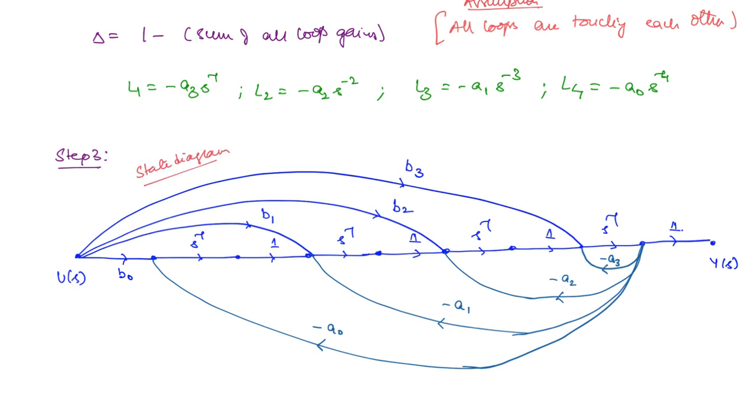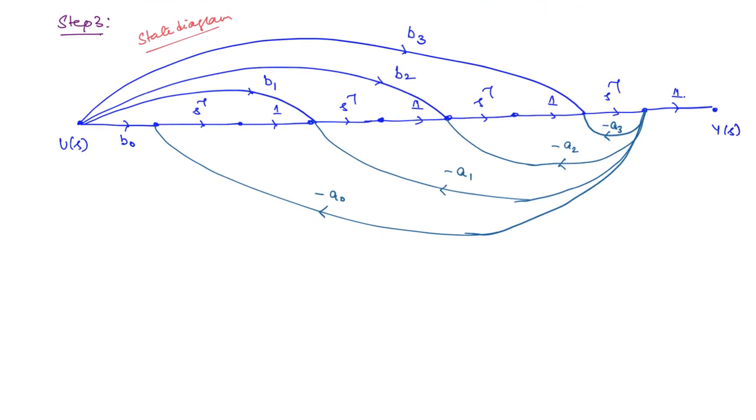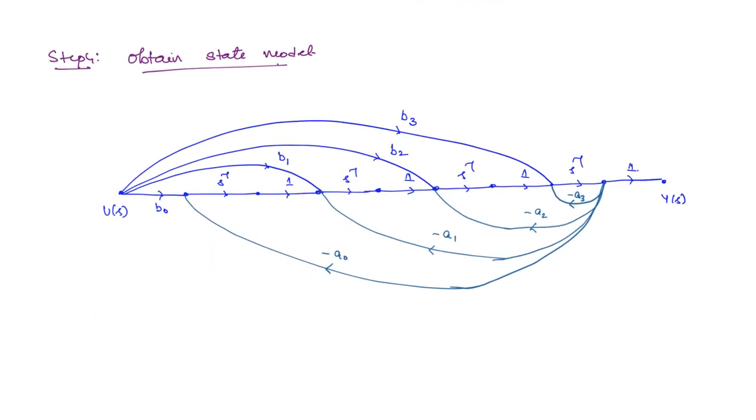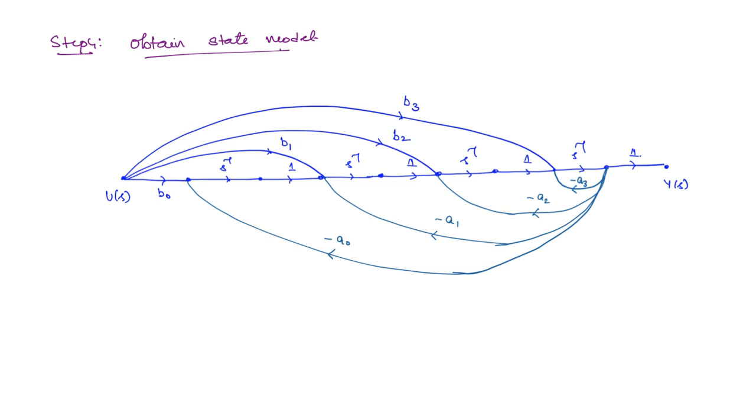From here you have to get the state model, the dynamic equations. Okay, so step 4 is to obtain the state model, and here you will see that it will be in the observable canonical form. So we will see how to do that. The trick is to choose the state variables correctly.